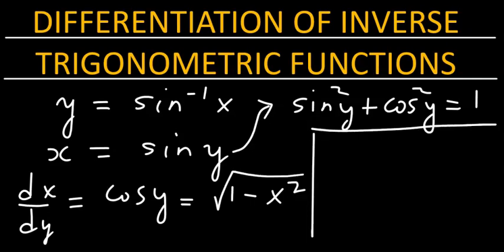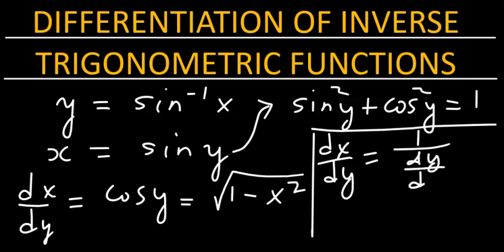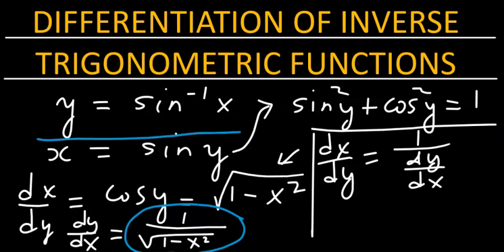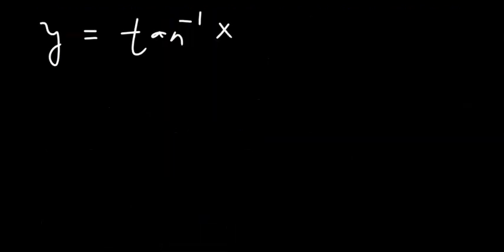And the last step is to use the rule that dx dy is quite simply 1 over dy dx. So inverting this result, we get dy dx equals 1 over square root 1 minus x squared. And that's the result of differentiating y with respect to x. What about the following function? Arctangent of x, or inverse tangent of x.